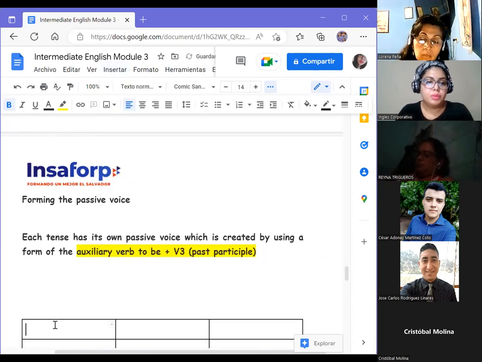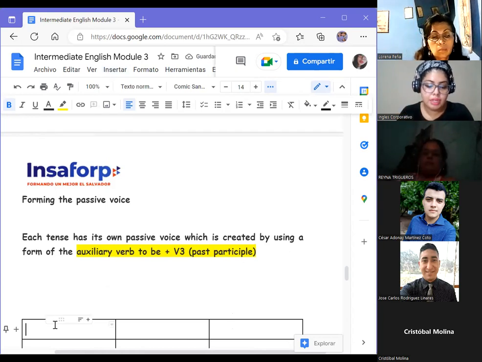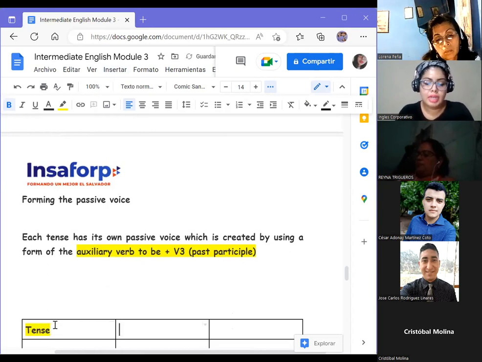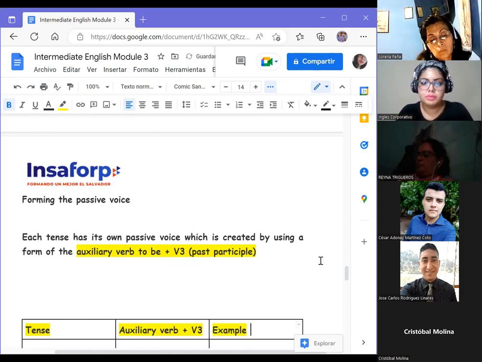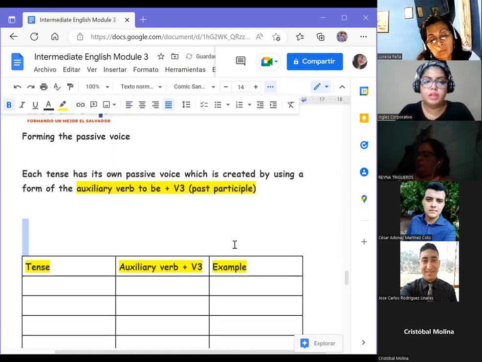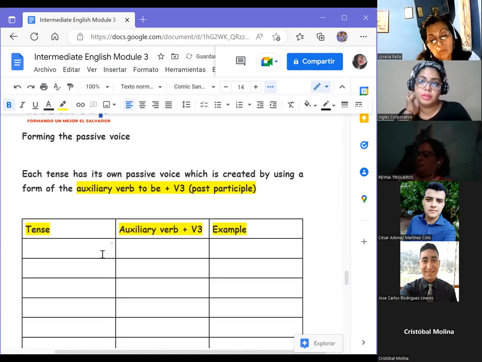Here we have the first part, that is the tense that we are going to use. Then we have the auxiliary verb, plus the past participle, and then the example. Now we are going to see the tenses that we have here, then the elements that we are going to use to create the passive voice. For the first tense, we have the present simple.